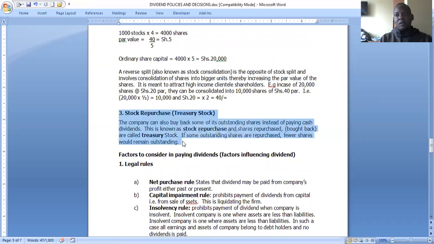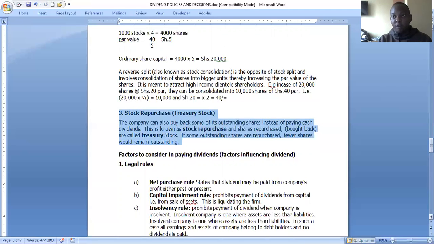So the shareholders will get their dividend in the form of the cash they receive from the business when the business buys back its own shares. The shareholders benefit by receiving money from the company. The company can also buy back some of its outstanding shares instead of paying cash dividends. This is known as a stock repurchase, and the shares bought back are known as treasury stock.